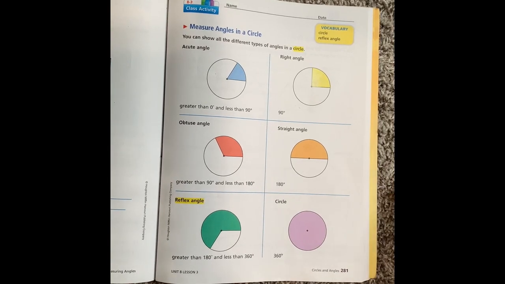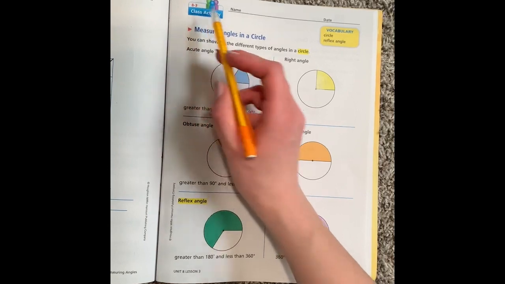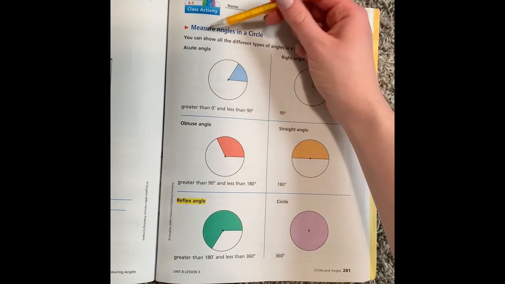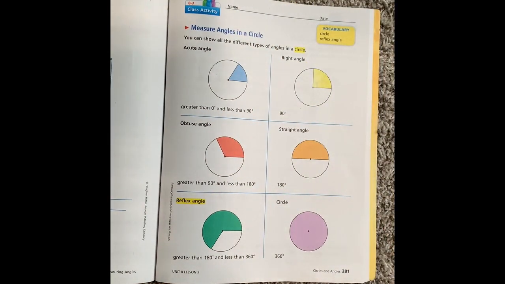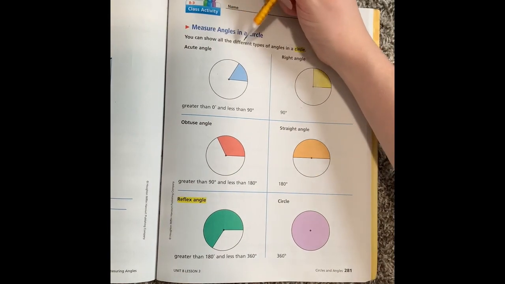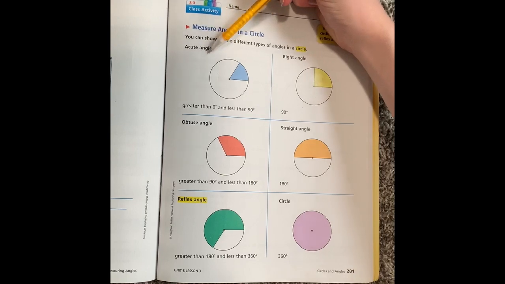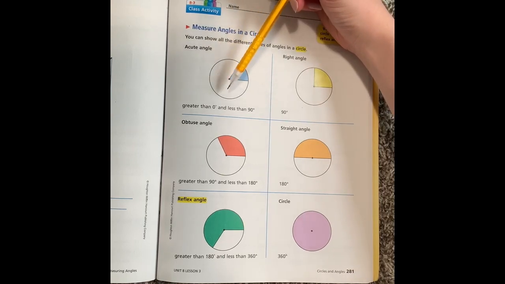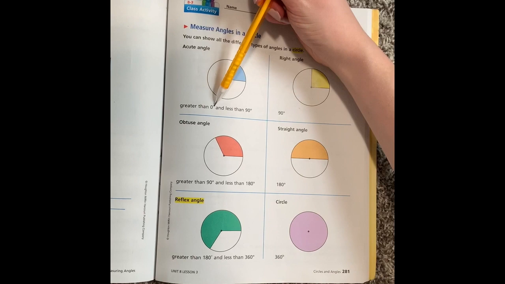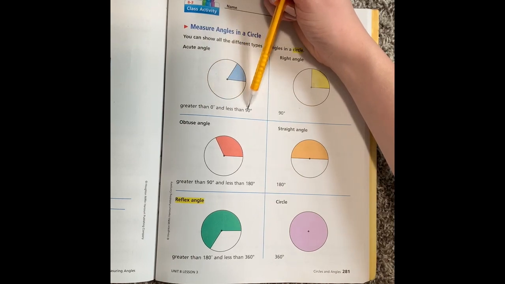Hi everyone, so today for math we're going to be starting on page 281 and this is 8.3, and we're going to discuss measuring angles in a circle. So for starters, you can show all the different types of angles in a circle. Here we can see an acute angle, and we know that an acute angle has a measure that is greater than 0 degrees and less than 90 degrees.